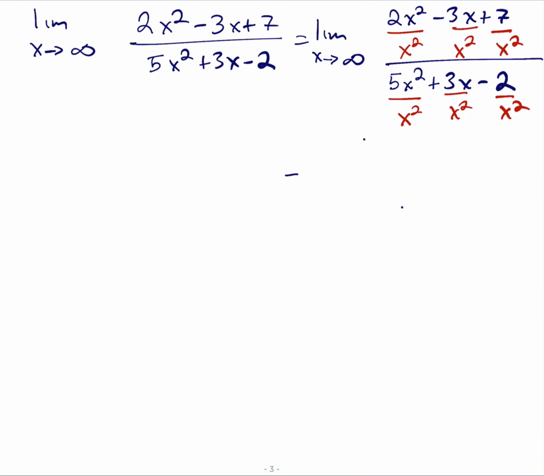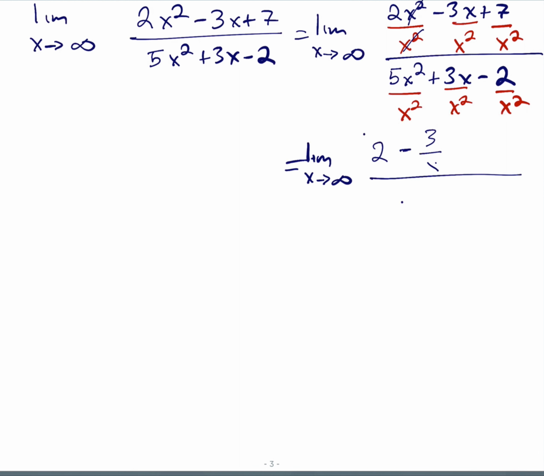This is equal to the limit as x goes to infinity of, the first one is 2, right? What's the second term? Minus 3 over x. What about the third one? 7 over x squared. And then on the bottom, we have 5 plus 3 over x minus 2 over x squared. Then this is where we use what we talked about in the very beginning.